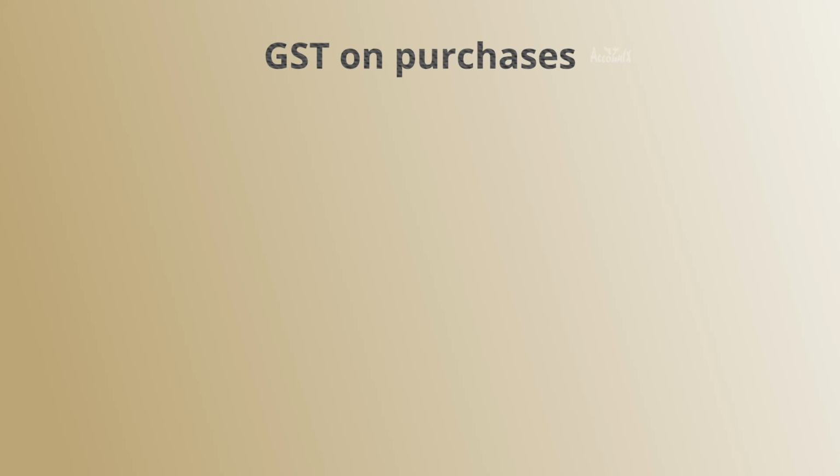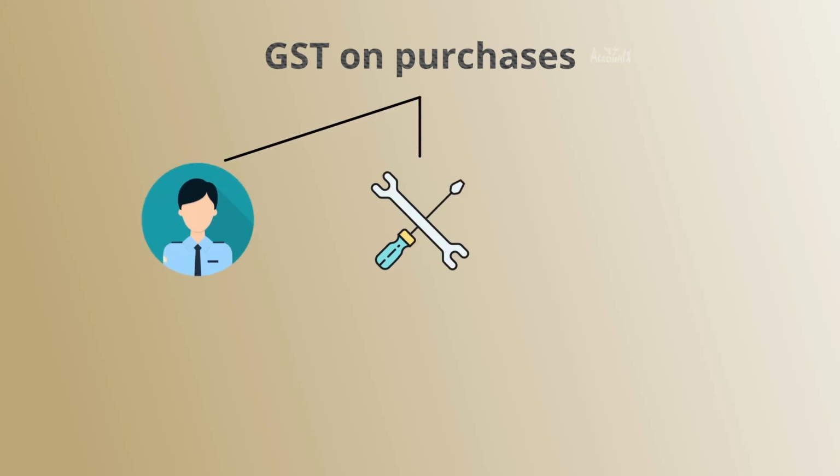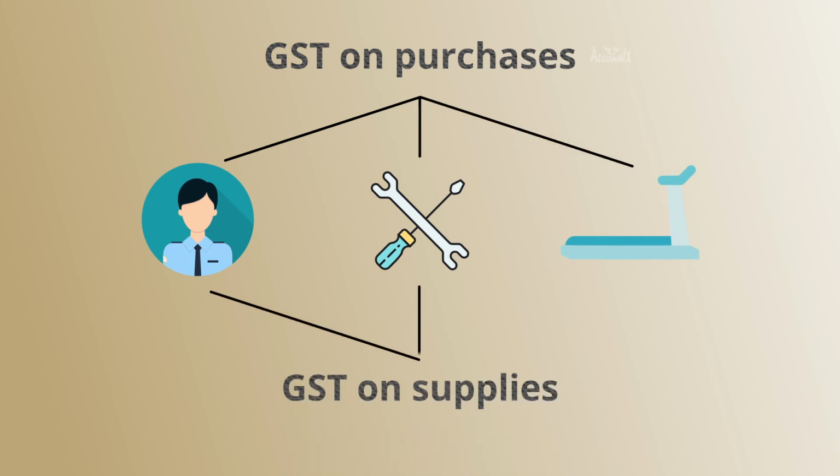On a quick note, for RWAs, if you satisfy both the conditions, you will have to charge 18% GST, but you can take the benefit of input tax credit. That is, GST paid on various expenses like security services, maintenance expenses, buying equipment for the gym, etc. can be adjusted against the GST that you have to pay.